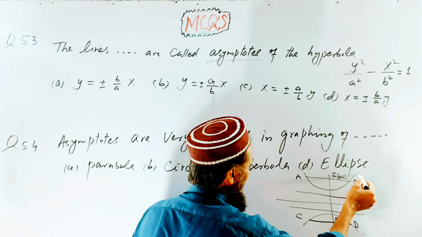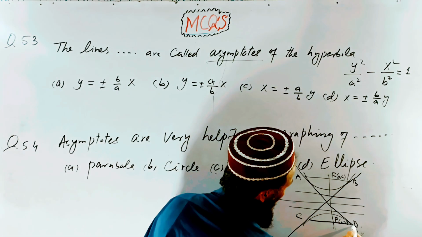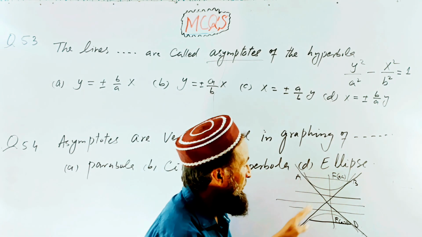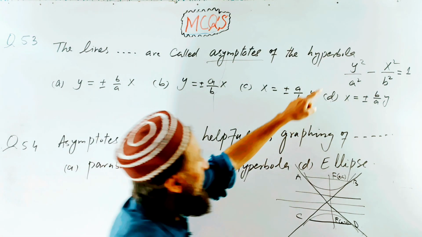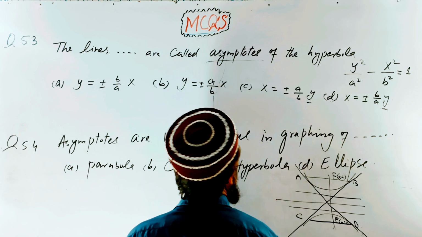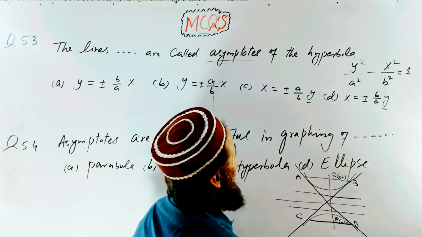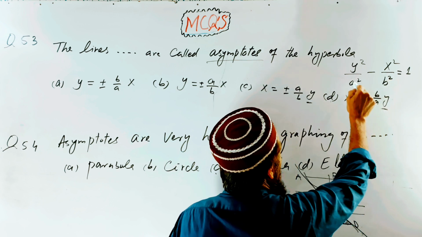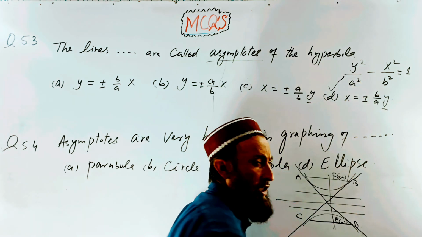asymptotes: these lines are called asymptote lines, which touch the points of the opposite branches and cross each other. So the asymptotes are along the y-axis, and this one is also along the y-axis, and here is the x-axis, but we require it along the conjugate axis. So the value of B will be in the denominator, and along the conjugate axis we use the A value in the denominator. So option D is the correct option here.